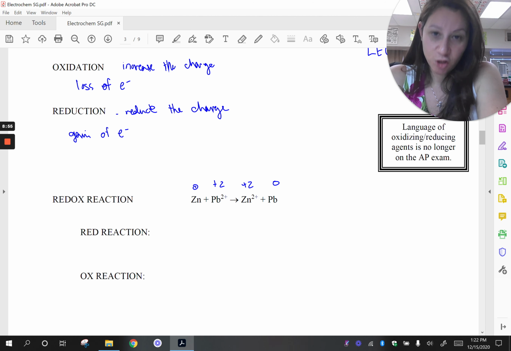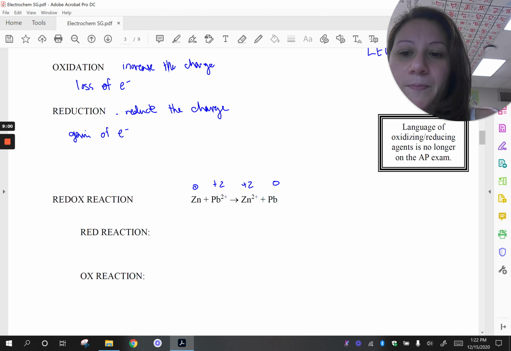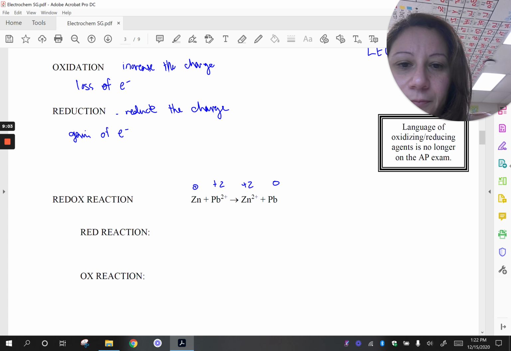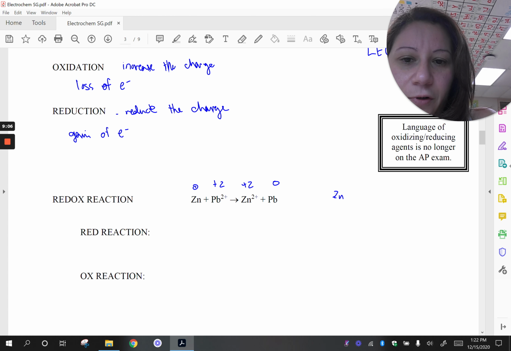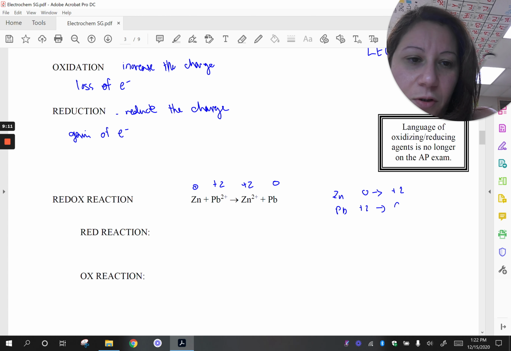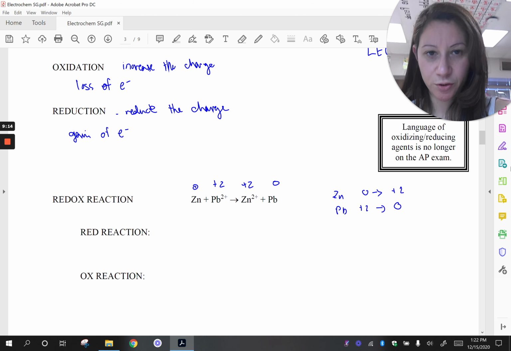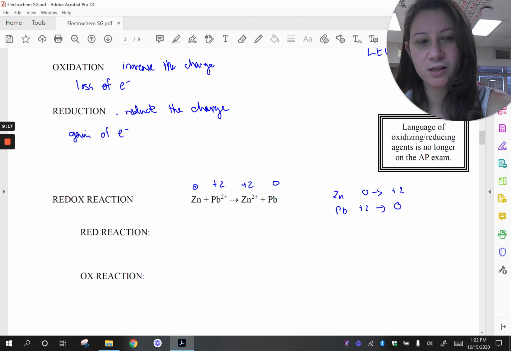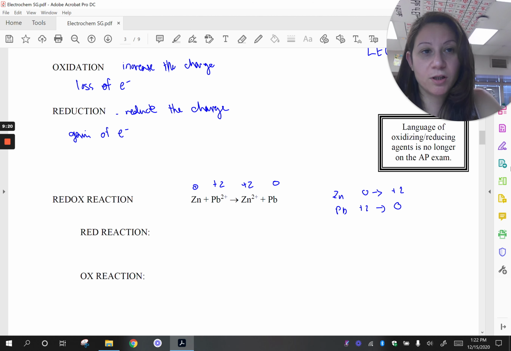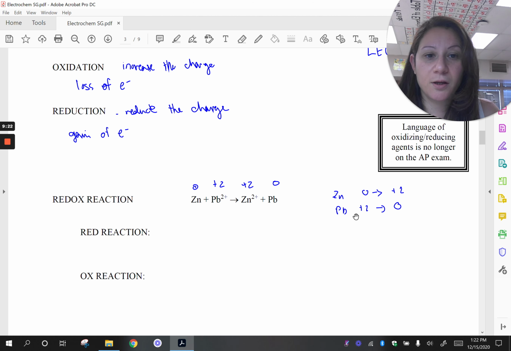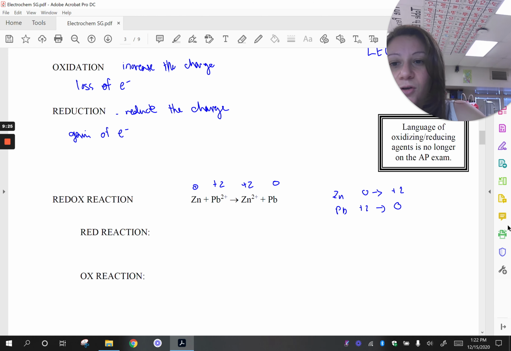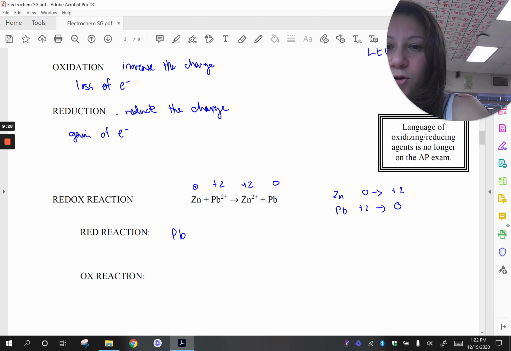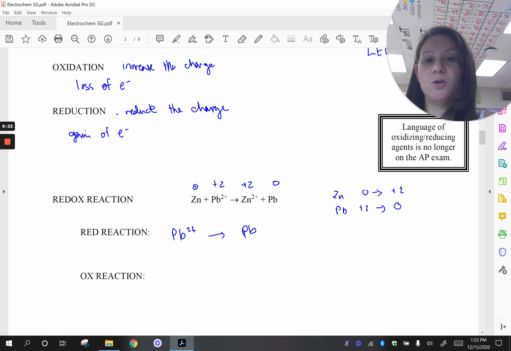So the 2 that have changed, zinc went from 0 to +2, lead went from +2 to 0. So for zinc, we went from 0 to +2. For lead, we went from +2 to 0. So I always ask myself, which one got reduced? Because again, the name for that makes more sense. So the one that got reduced, the one that went down in its charge would be the lead. It went from +2 to 0. So that's your reduction equation. So Pb2+ going to neutral Pb, that's a reduction because you went from +2 to 0.